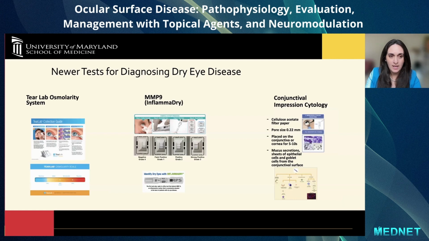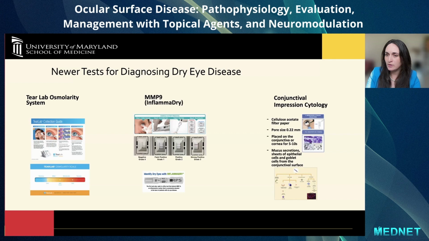There are also newer tests for diagnosing dry eye disease. You want to think about osmolarity, and then InflammaDry, which is MMP9. This works sort of like a COVID test, where you take a sample of the tears, and then there's a buffer that's used, and then you can see different grades of positivity.